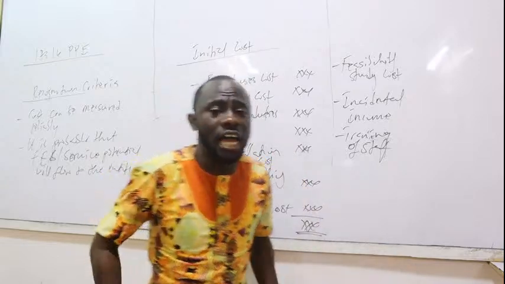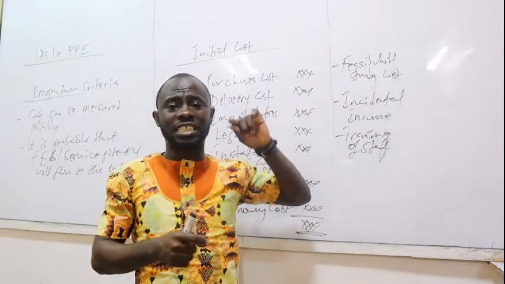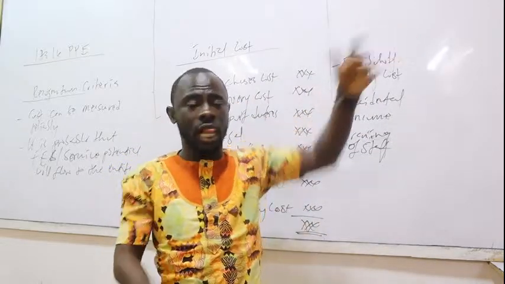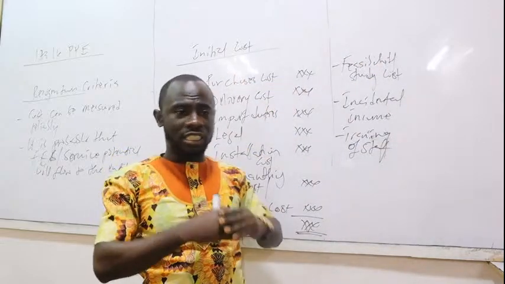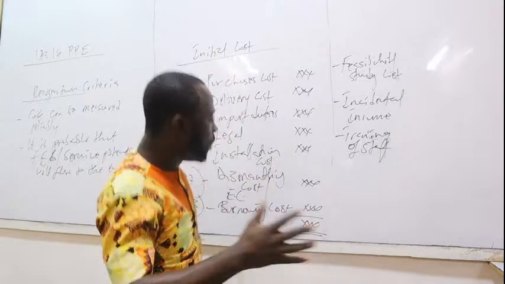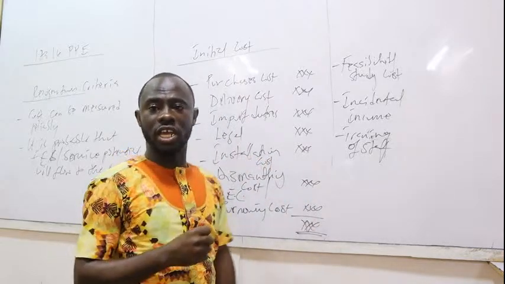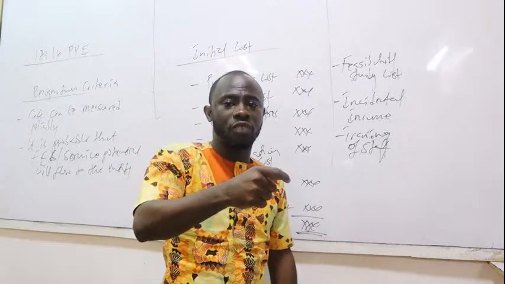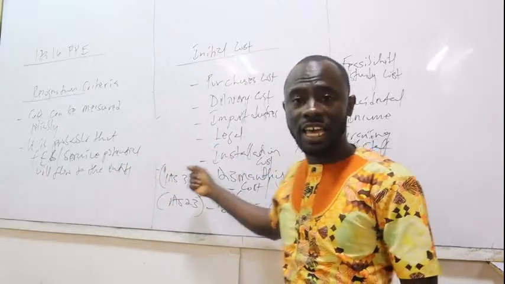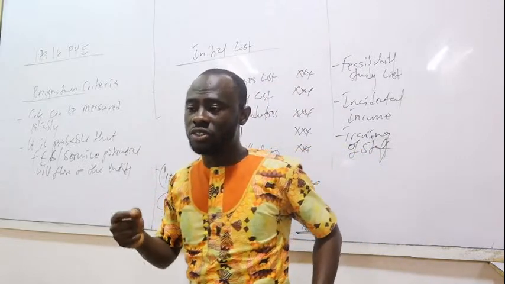So how do we do that? What we do is that we would discount, because these are payments to be made in the future, we would discount them into present terms. When we discount them into present terms, that present value we get will be included in the determination of the initial cost of the asset. And like I mentioned, we will talk about this very well when we are discussing IAS 37.